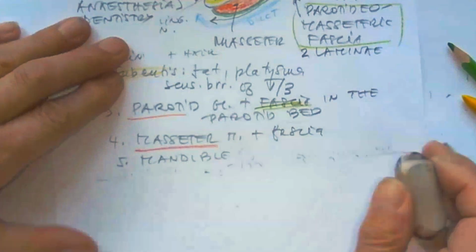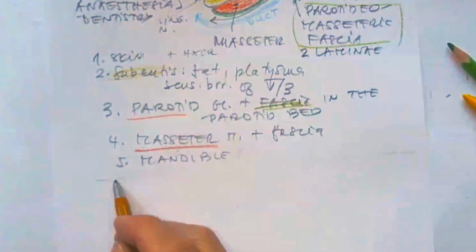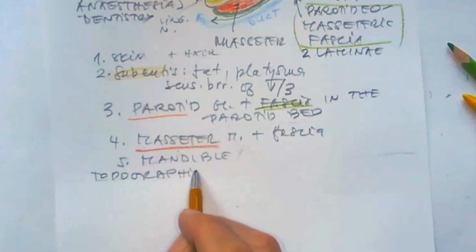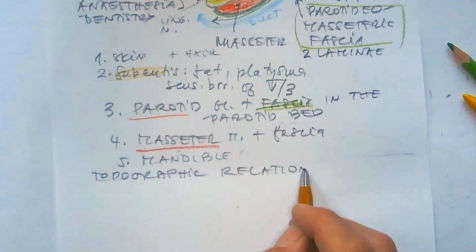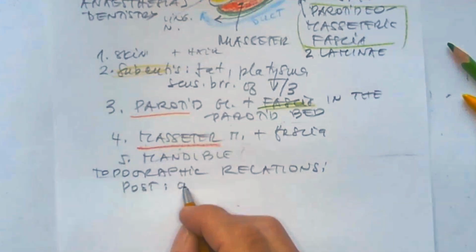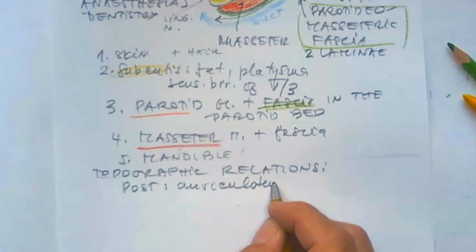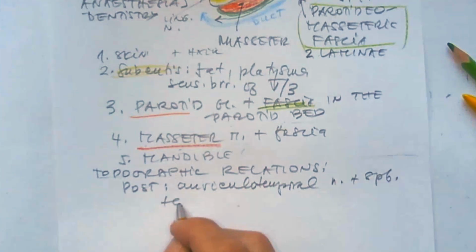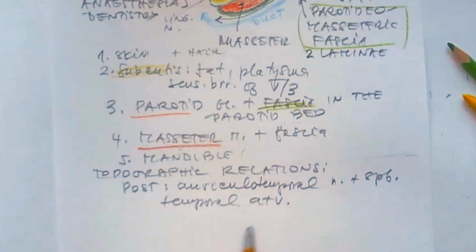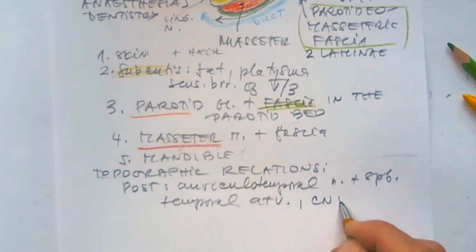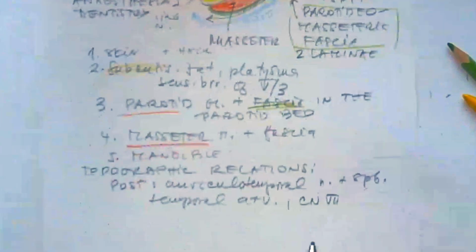No, maybe before we leave the region, we could say also topographic relations. Why not? Posterior is the auriculotemporal nerve plus superficial temporal artery plus vein. Posteriorly also dorsally also cranial nerve number 7, because we see this here.